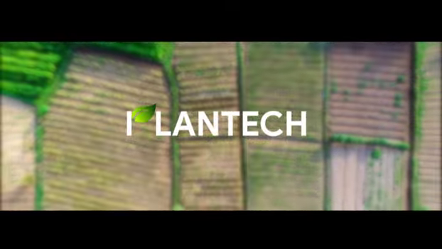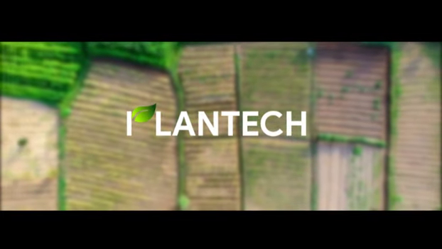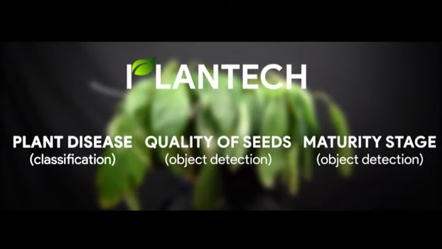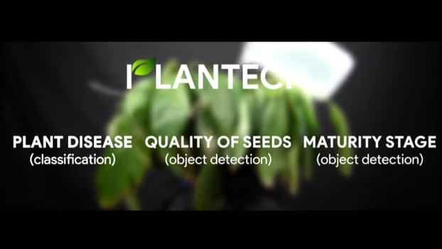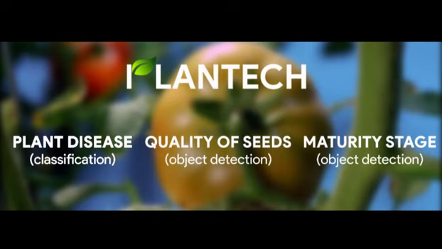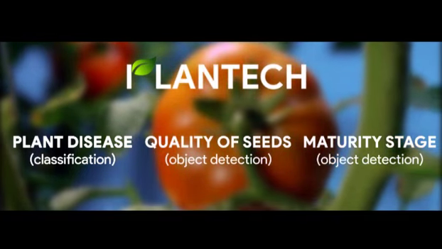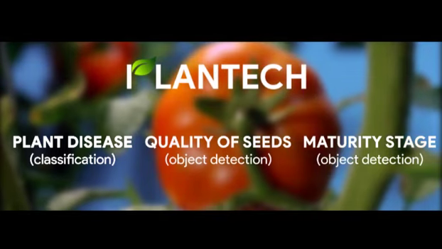Here at PlanTech, we have trained AI models to help farmers with three main points. 1. Early plant disease detection using classification. 2. Detection of good and bad garlic seeds using object detection. 3. Detection of maturity stage of crops using object detection.